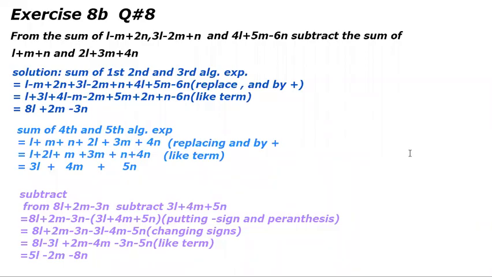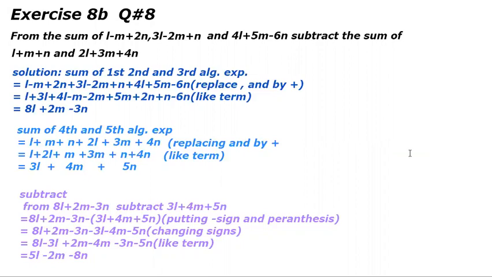Students, now we will do exercise 8b, question number 8. From the sum of L minus M plus 2N, this is the first algebraic expression, the comma means that the first algebraic expression has finished and the second has started, 3L minus 2M plus N, this is the second algebraic expression, and 4L plus 5M minus 6N. Subtract the sum of L plus M plus N and 2L plus 3M plus 4N.